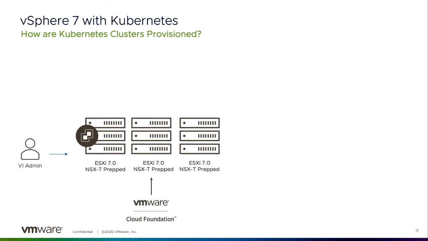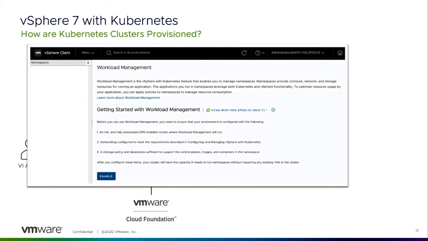If we have a look at this from the VI admin's perspective, they install ESXi, they use VMware Cloud Foundation to install vSphere and NSX-T and do the baseline configuration. And then in the vSphere HTML5 client, there is a menu for workload management, and they walk through the process of enabling what we call the supervisor cluster or the management cluster of the vSphere 7 with Kubernetes component.